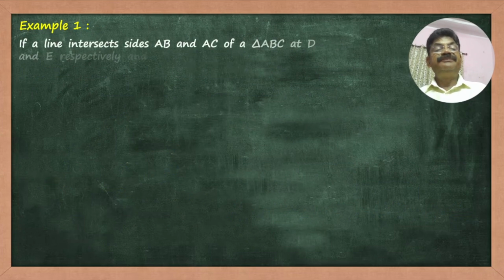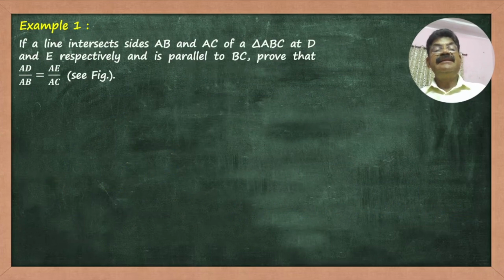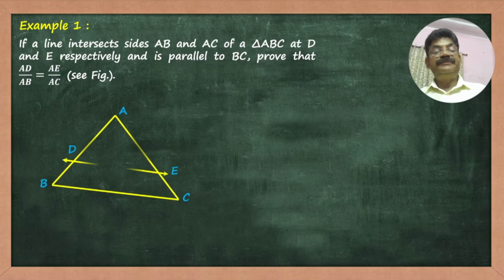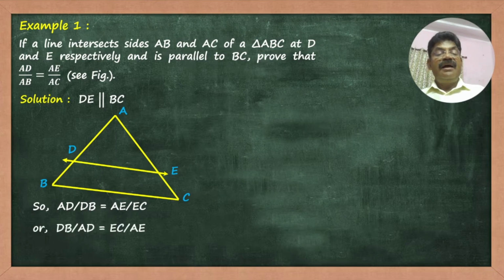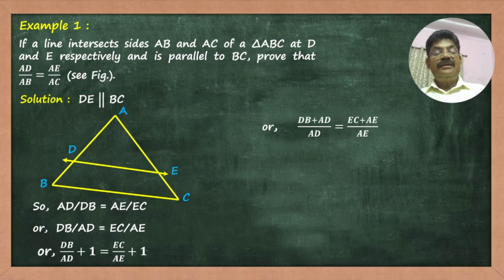Let us see one example. If a line intersects sides AB and AC of a triangle ABC at D and E respectively and is parallel to BC, prove that AD divided by AB is equal to AE divided by AC. You see this figure. ABC is a triangle, DE is parallel to BC. By theorem 6.1, we know that AD divided by DB is equal to AE divided by EC. Or the reciprocal, DB by AD is equal to EC by AE. Now, you add 1 to both sides.